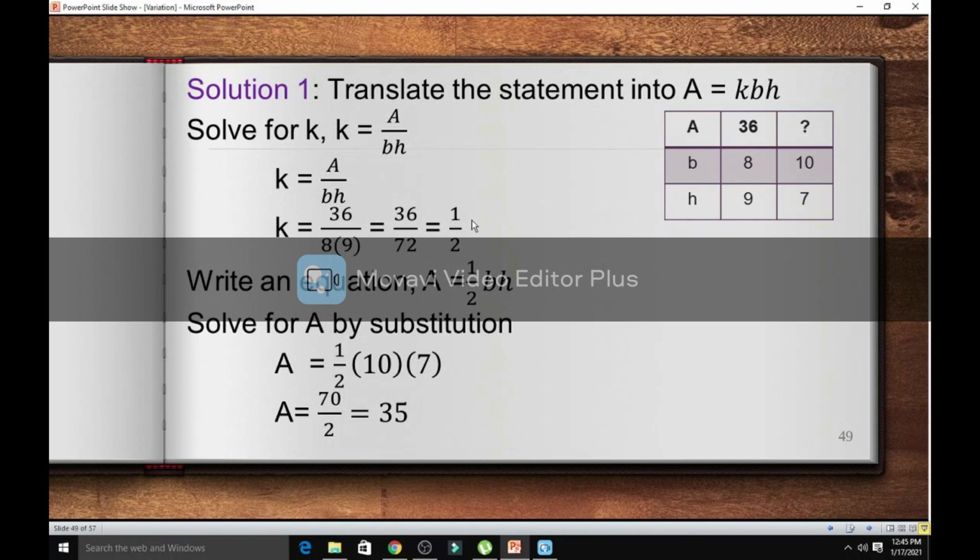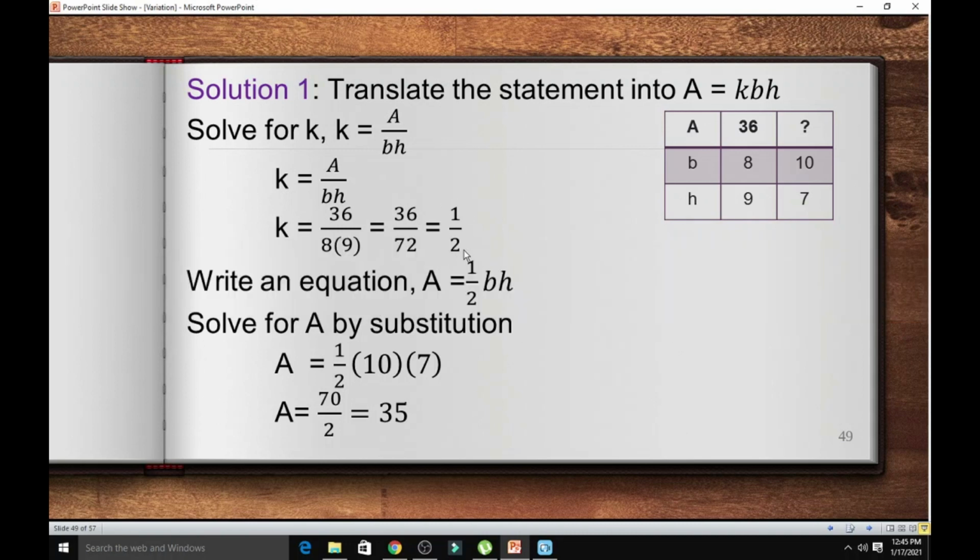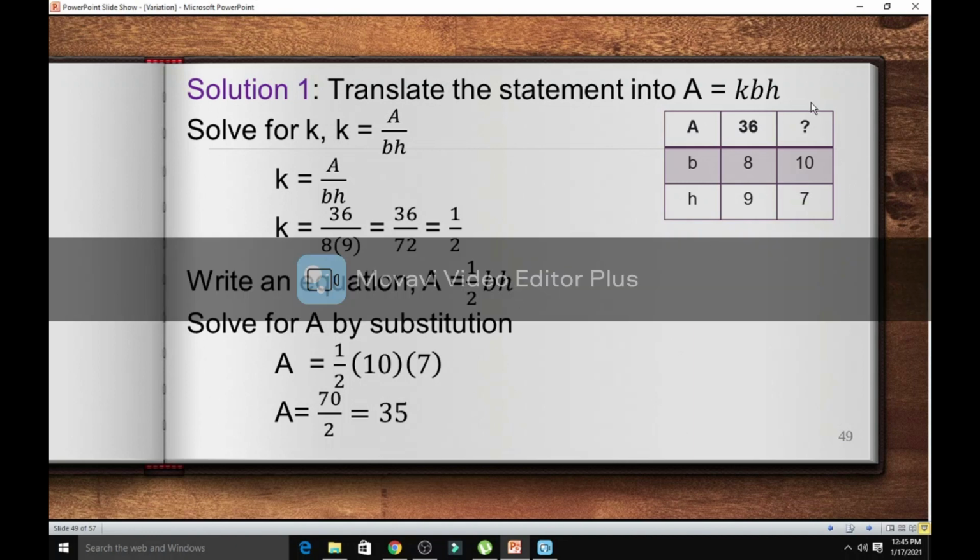Okay po? So, after natin makuha si K, ano nga yung ginagawa natin? We are going to write the equation for the variation. So, ang magiging equation ng variation natin, A is equal to 1/2 BH. So, ngayon, pwede na nating mahanap kung ano yung area ng triangle na hinahanap kapag ang base ay naging 10 at ang height ay naging 7.